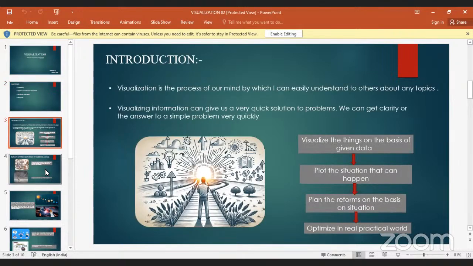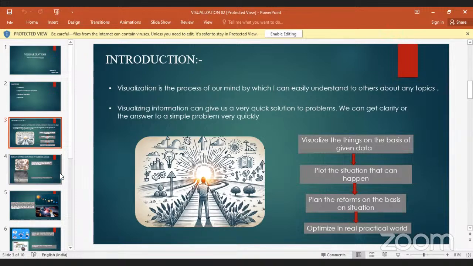In this slide, I introduce visualization, that is, what visualization is. I think that visualization means a process of our mind by which we can understand in a better way about any topic, about any matter, about any subject, and explain it to the other person from the images, from some information, from some creating things.